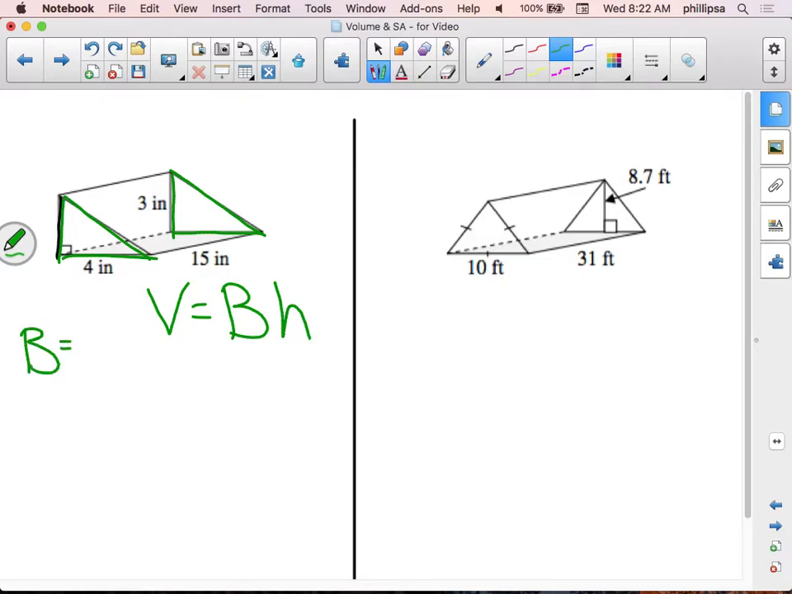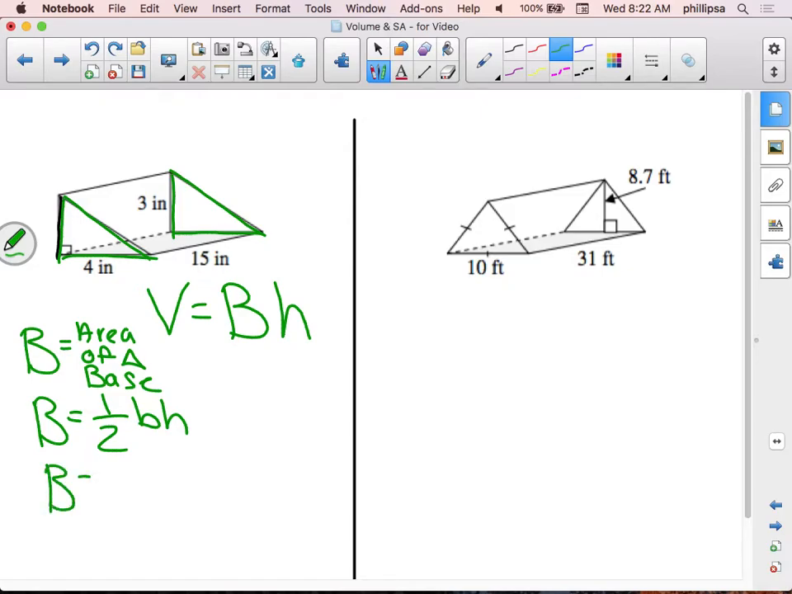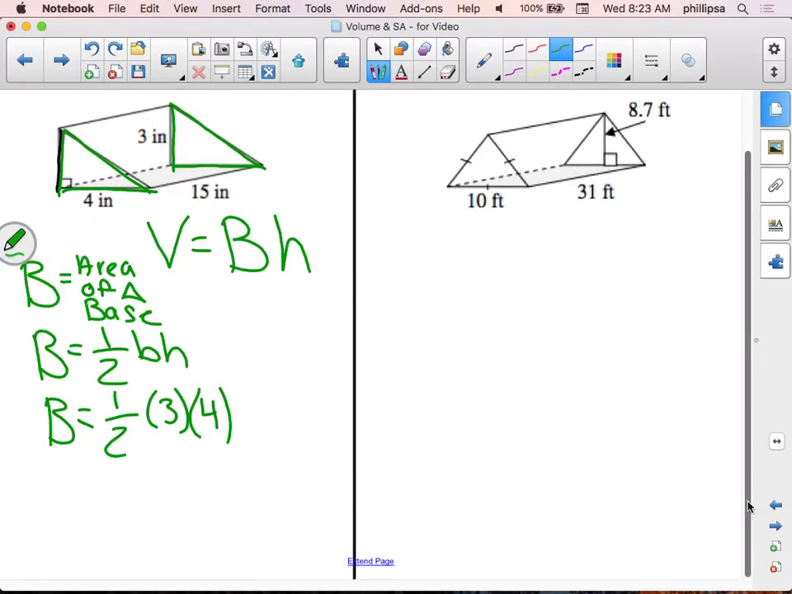This time the base, or the big B, is going to be represented by the area of a triangular base. Triangles have an area formula of half base times height. Remember, it's half of your quadrilaterals. Your base and your height in a triangle have to be perpendicular to each other. So your height can be the 3 and your base can be the 4, or vice versa. Either way you look at it, the area of your triangular bases is 6.